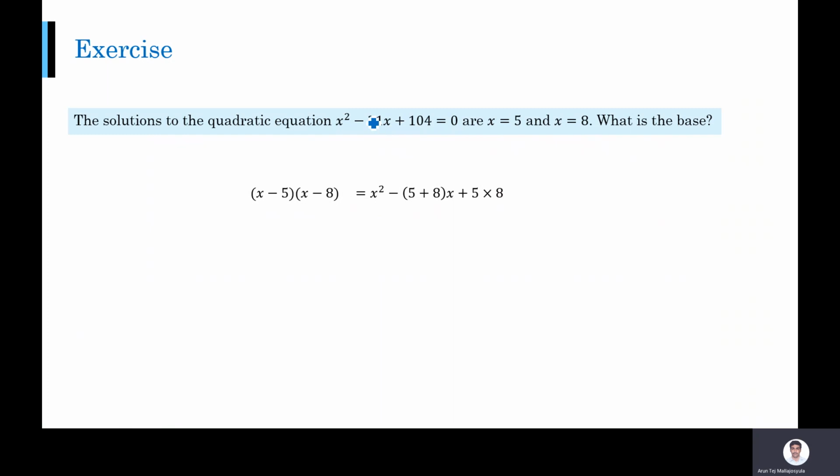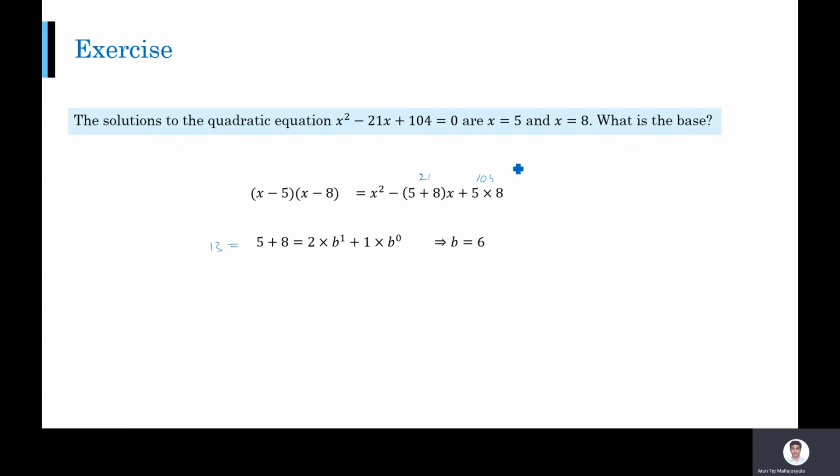Whatever the base, let us say the base is b, then 21 in that base will be 2 into b to the power of 1 plus 1 into b to the power of 0, right? Like the polynomial expansion. So this is 21, and this is 104. So 2 into b to the power of 1 plus 1 into b to the power of 0 should be equal to 5 plus 8, which is 13. So this gives me the value of the base, which is equal to 6.